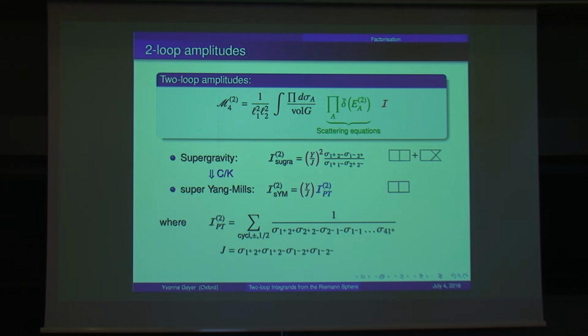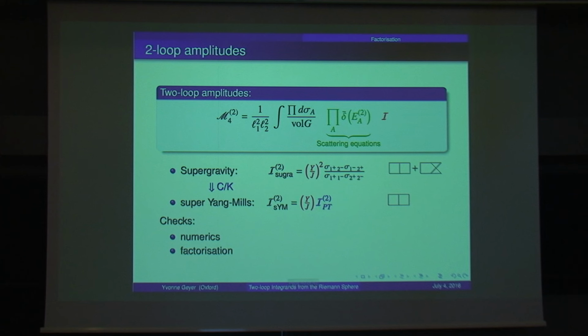Substitute one of them by Parke-Taylor, where this is an analogy of what we have at one loop, with now all points involved for both loop momenta. And this is the one that you use for the planar one. And we've checked all of this both numerically and from a factorization point of view.